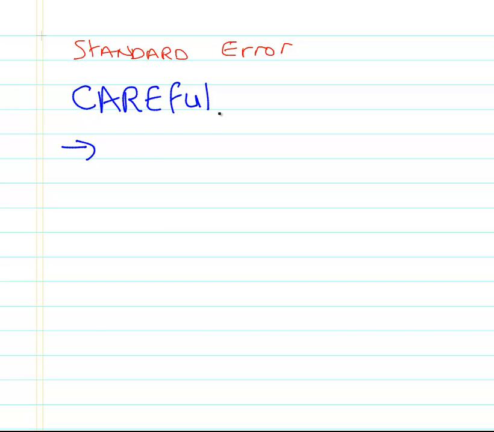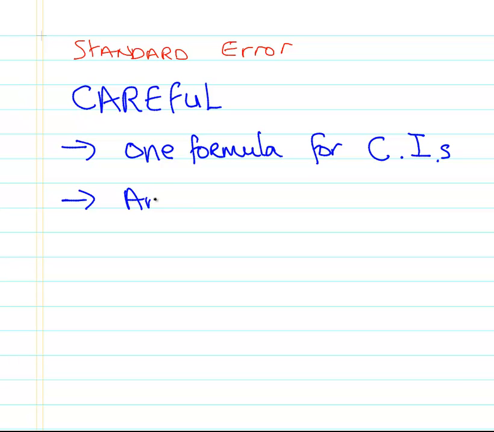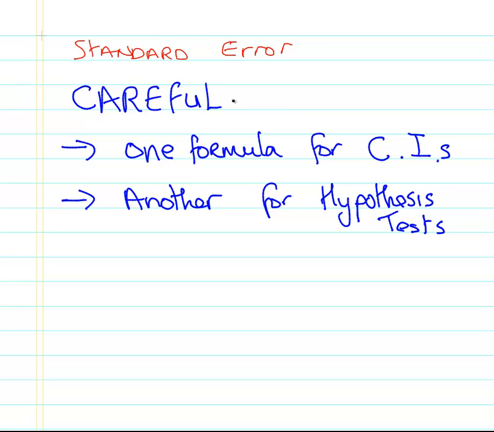Okay, this is where you can go wrong. One formula for confidence intervals, CIs, another for hypothesis tests. This is one particular case where you have to be careful. We're not carrying out a confidence interval procedure. We're not calculating any confidence intervals. We're calculating the standard error to use in a hypothesis test. So that's just something to be super careful of.